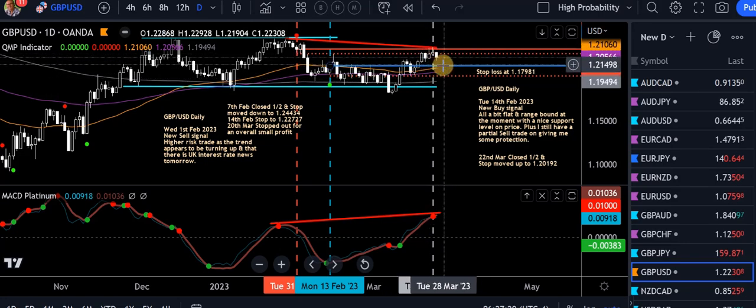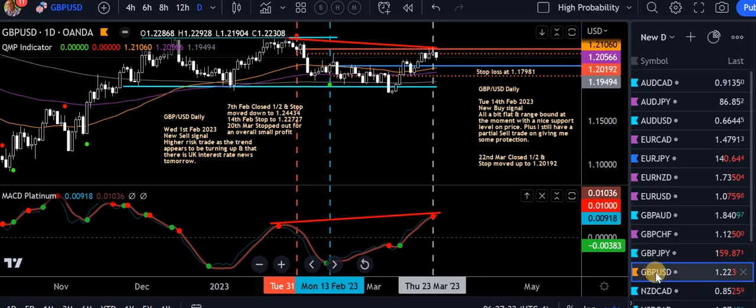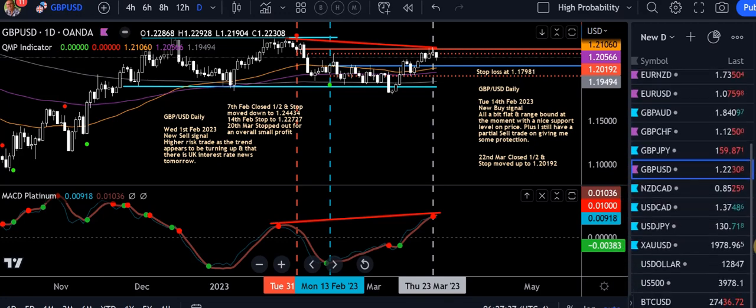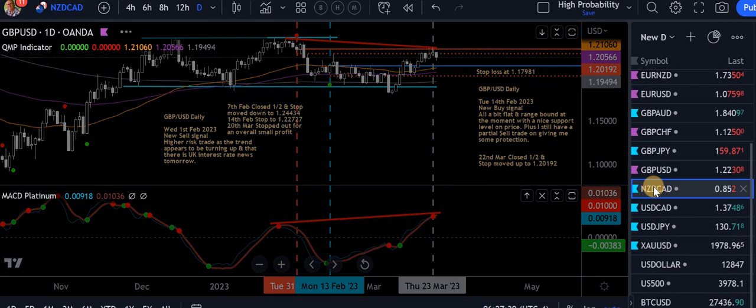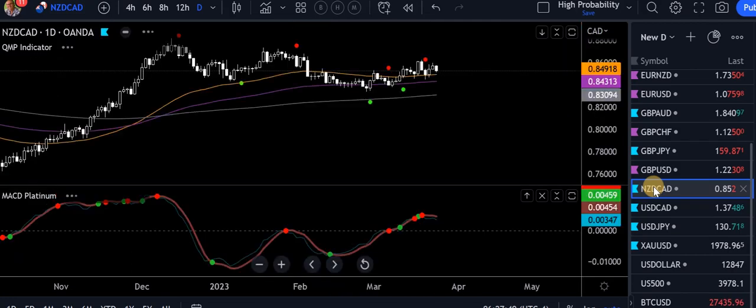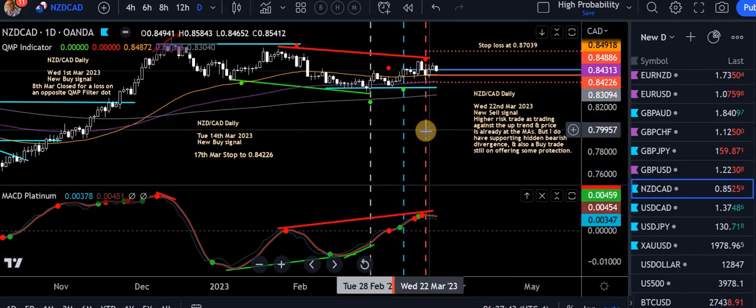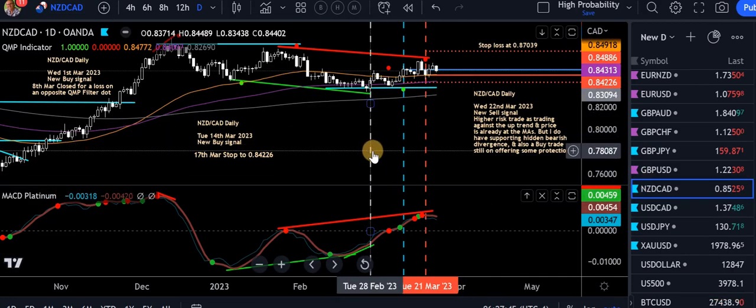So we're out of the sell. We've just got this buy on, and if we do lose on that, it's not going to be the end of the world. It's not a huge loss. New Zealand CAD. Yeah, another sideways, a lot of action sideways.